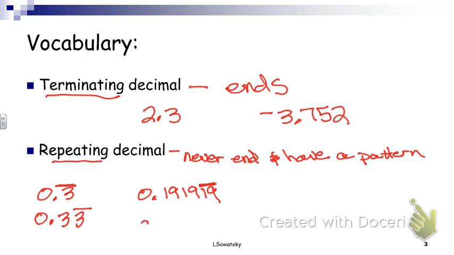You could also have a number like 0.2316161616 going on and on forever. Just put the bar over whatever it is that gets repeated. So sometimes you have other digits in front of the repeated part, and then once it starts repeating, you put the bar over it. So that's how we show that.